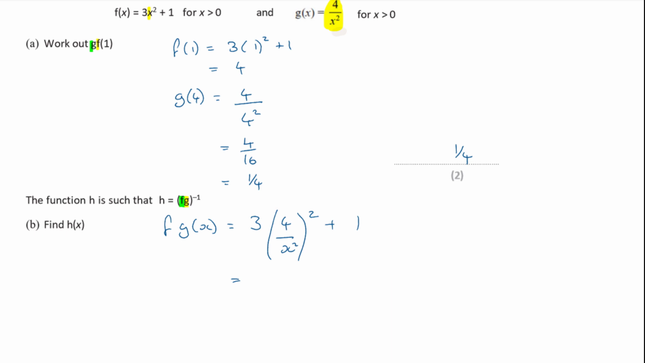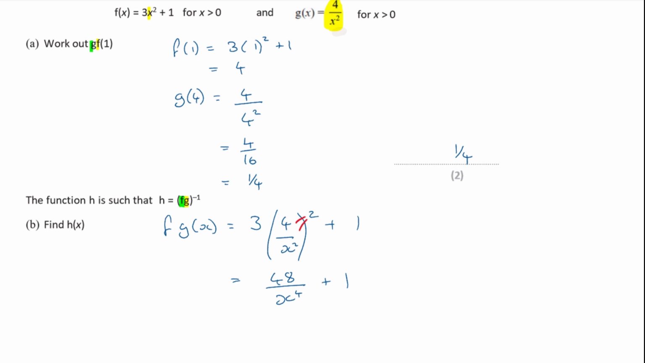And then removing the brackets, I have to square both bits, don't I, when you've got a bracket squared like that. So I need to square 4 and square x squared. So I'm going to get 4 squared is 16, and then 16 times 3 is 48. 48 over, and then x squared all squared, that's x to the 4. So I'm going to get 48 over x to the 4 plus 1. So that's what f of g of x is.